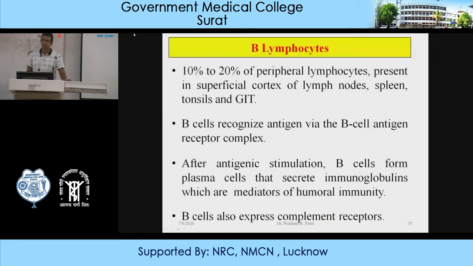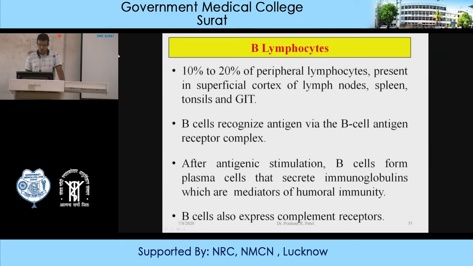Then B lymphocyte. 10 to 20% of peripheral lymphocytes are present in superficial cortex of lymph nodes, spleen, tonsil and GI tract. B cell recognizes antigen via B cell antigen receptor complex. After antigenic stimulation, B cells form plasma cells that secrete the various immunoglobulins which are mediators of humoral immunity. And these B cells also express complement receptors.